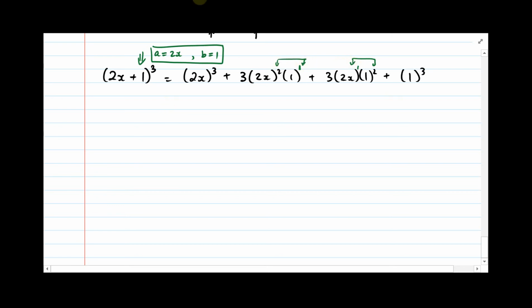All right, let's work out each part. 2 to the third is 8x cubed. Remember, we have to square first before we multiply by the 3. So 2 squared is 4. We get 4x squared. Let me even slow down on this since this is the first one. 3 times 2, no problem with that. 6x and 1. So let's complete this part. 8x cubed, 12x squared, 6x and 1. Right?